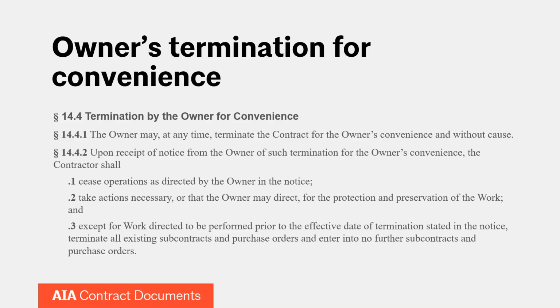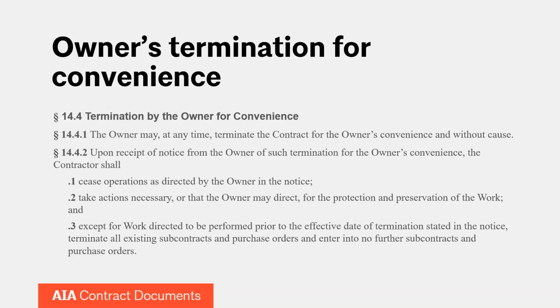Okay, so the next topic to talk about is the owner's right to terminate the contract for convenience. You find that language in 14.4 in A201. I'm going to focus on three things here. The owner's right, again, is very broad. Then we're going to focus on what the contractor's duties are when they are terminated for convenience. There's a few things that the contractor has to do upon getting that notice from the owner. And then lastly, when those things are accomplished, we're going to talk about what the contractor is entitled to when they have been terminated for convenience.